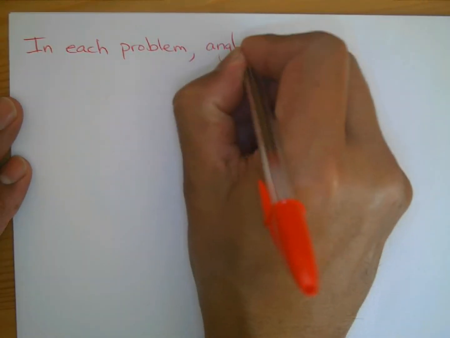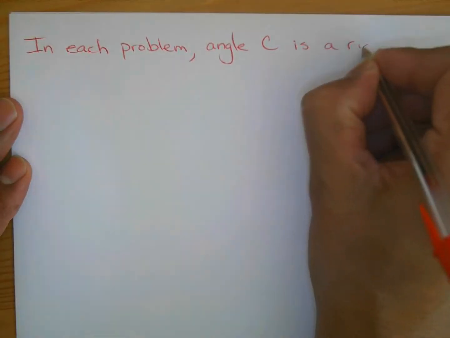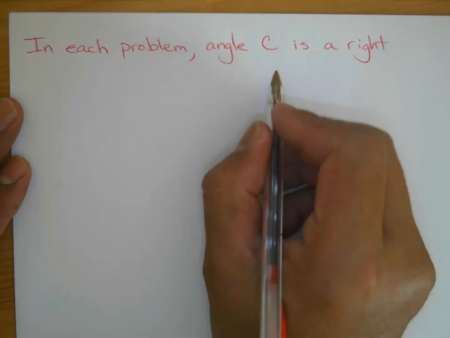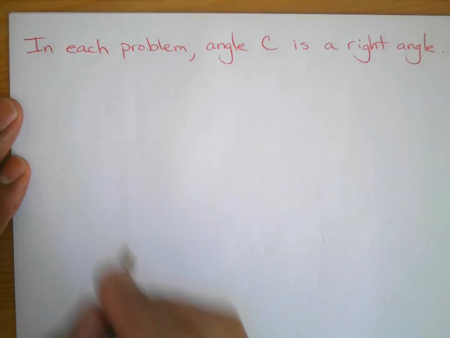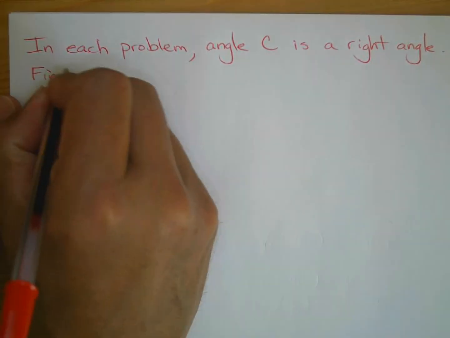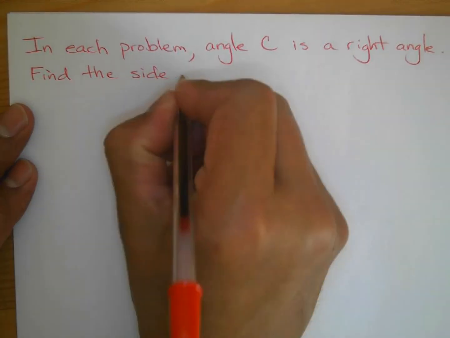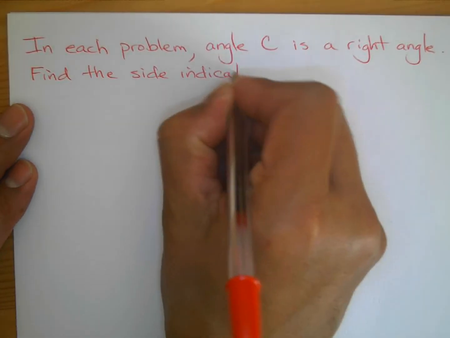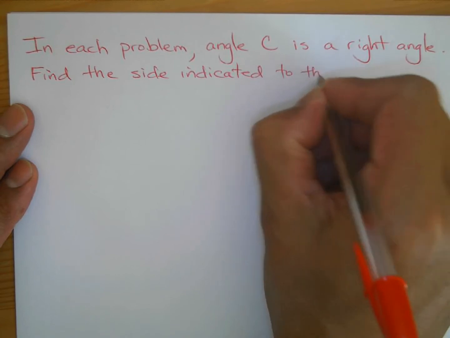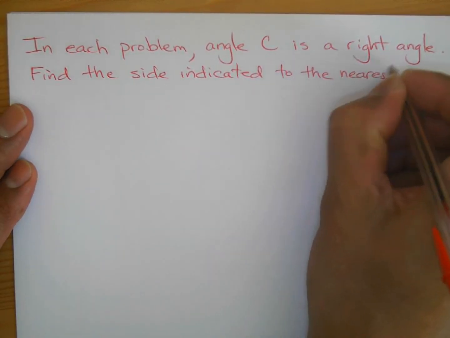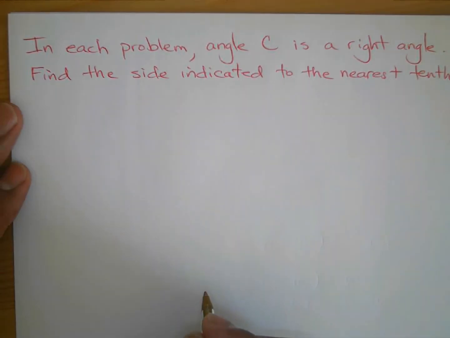Angle C is a right angle. Well, we've been seeing that. They're telling you which one's the right angle. Find the side indicated to the nearest tenth. And we've also been doing that rounding off, right? We're going to round off to the tenths place.